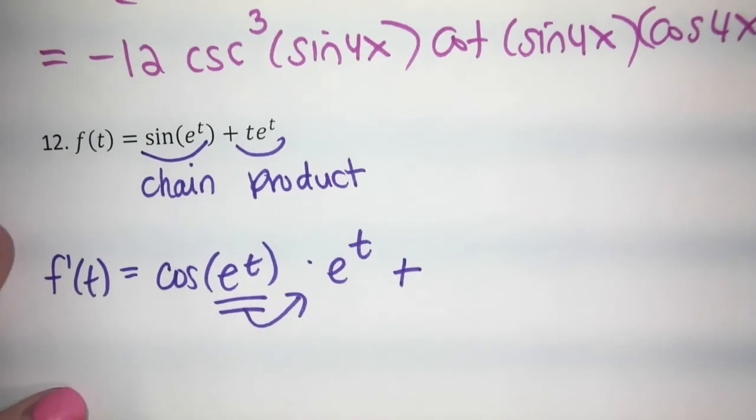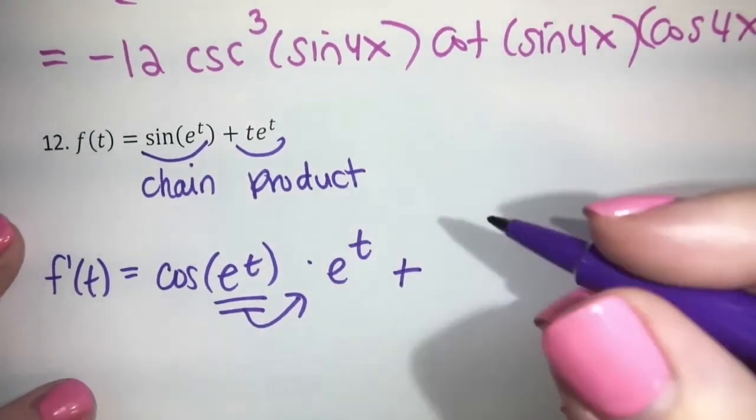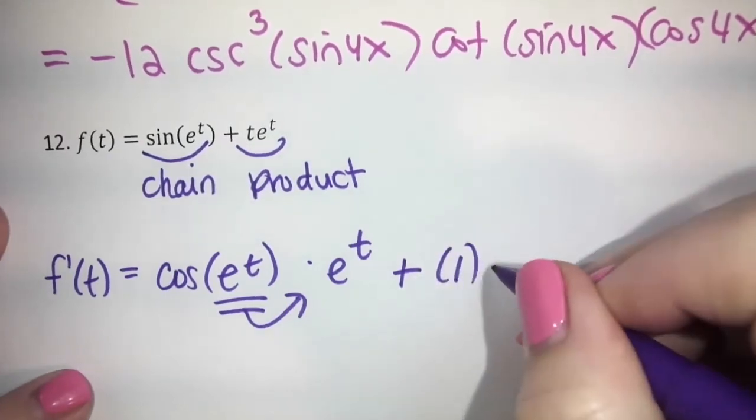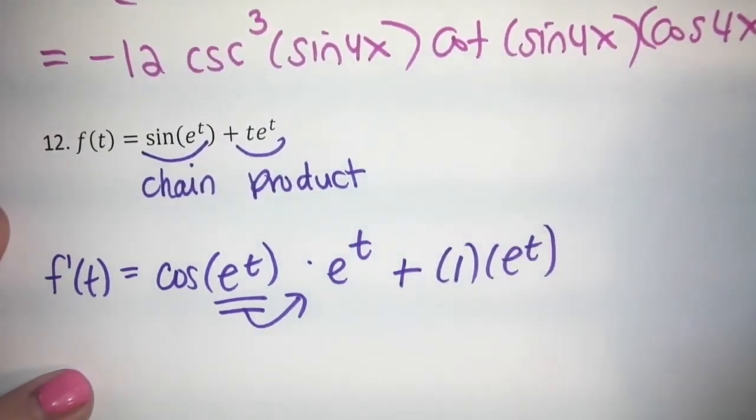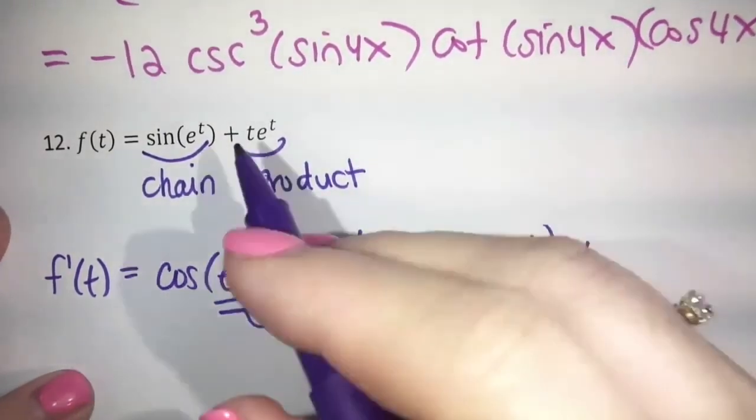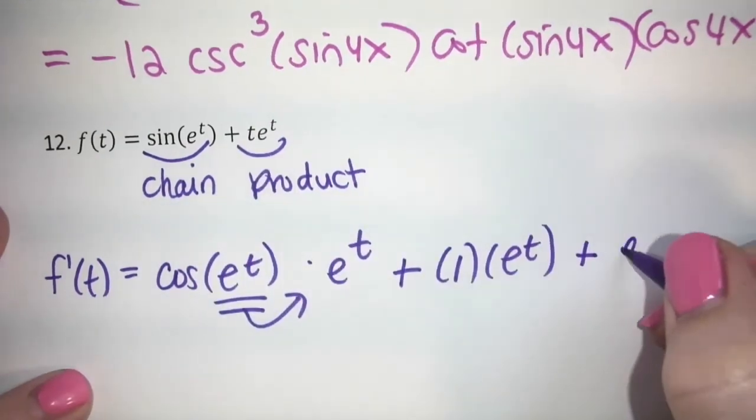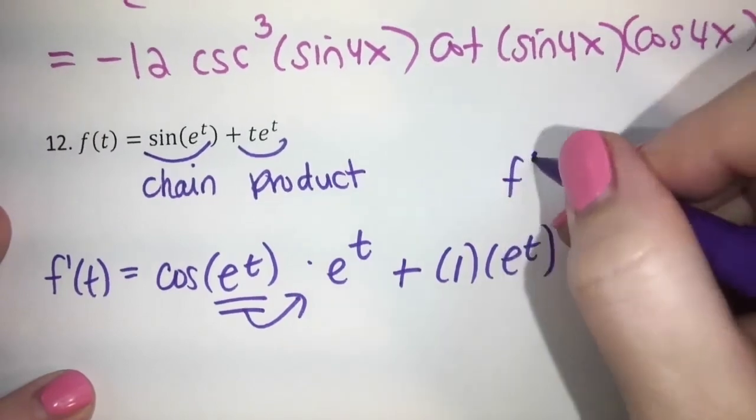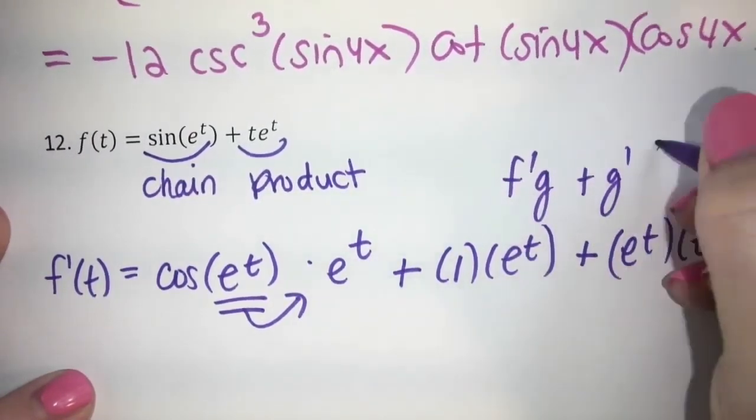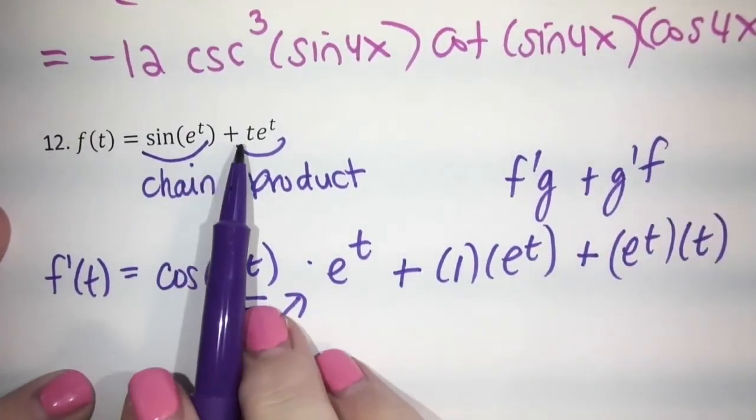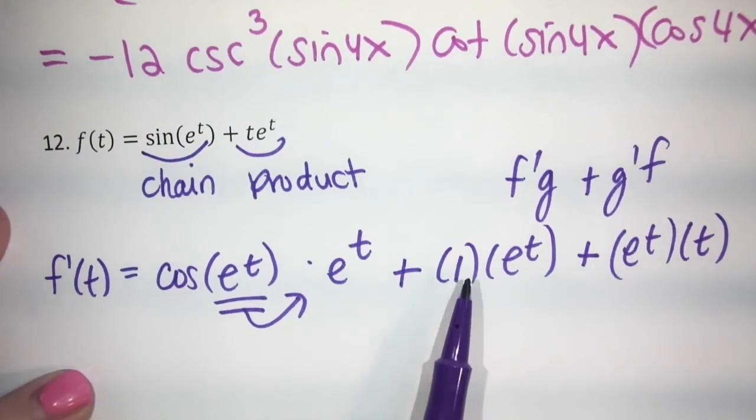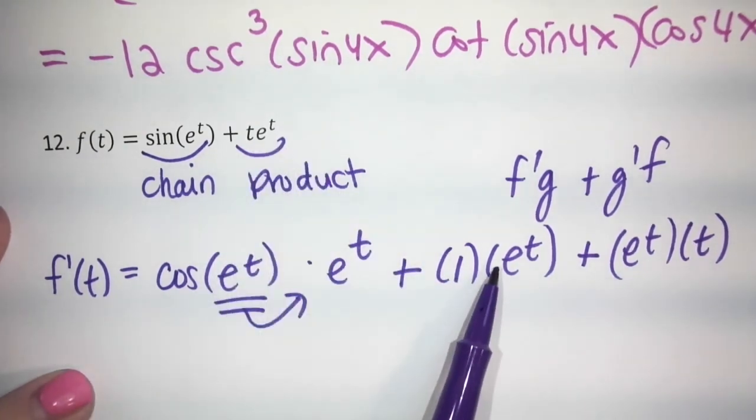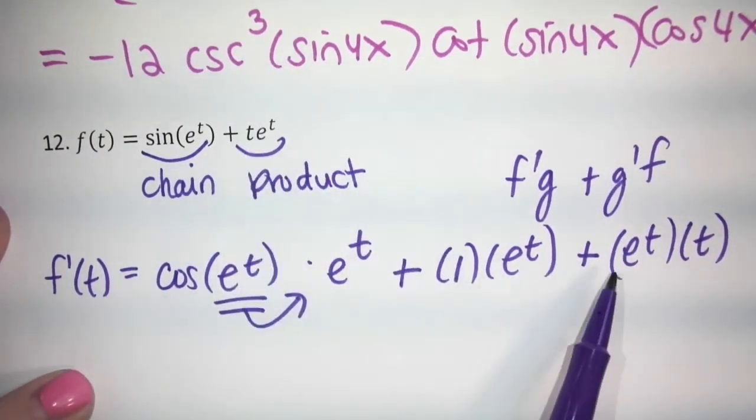What's the derivative of t e to the t? Just like the derivative of x e to the x. So derivative of the first, derivative of t is 1 times the second, e to the t, plus derivative of the second, derivative of e to the t is e to the t times the first. So that's your product rule, f prime g plus g prime f. So again, derivative of t is like the derivative of x, which is 1 times the second, e to the t, plus derivative of e to the t is e to the t times the first.